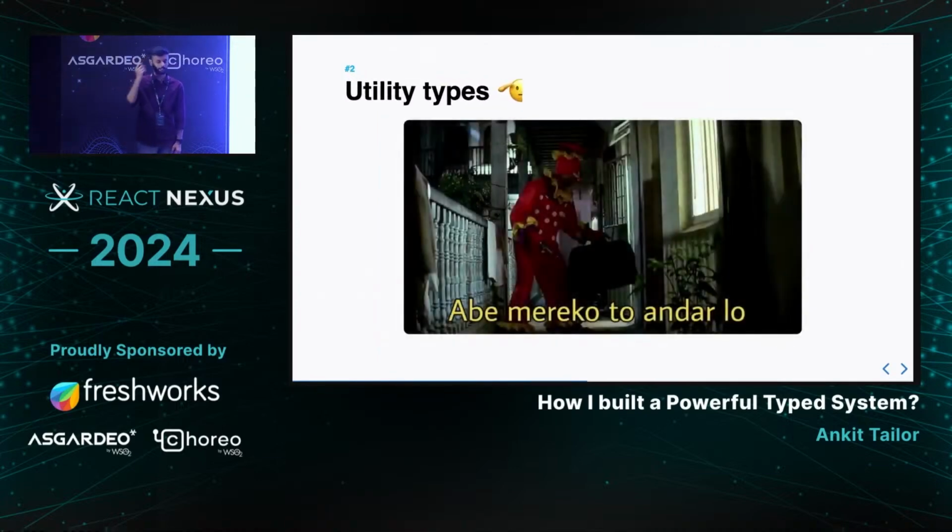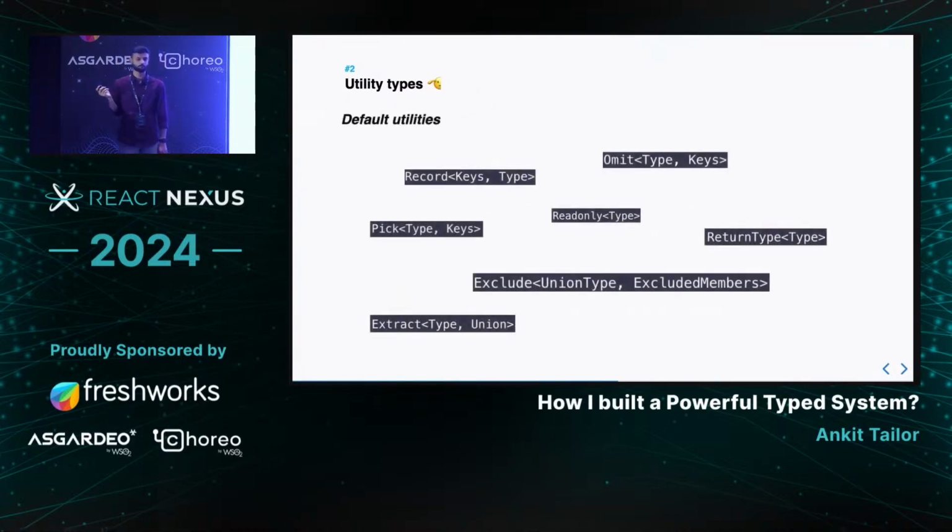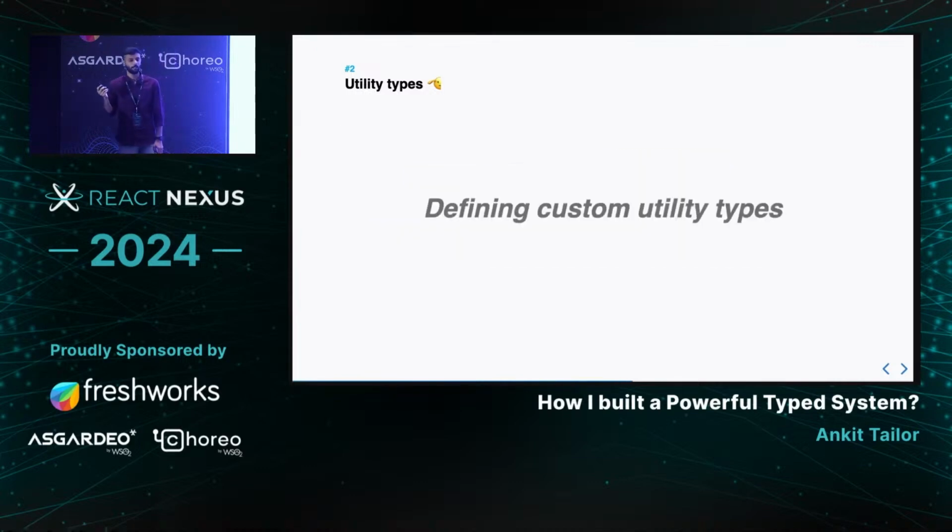Now the second part is utility types. There are going to be a lot of types that will be repeated throughout your code, and there are high possibilities that you will mess up your code. So TypeScript has default utility types for common transformations, and it includes Record, Omit, ReturnType, Readonly, Pick, and many more. And also you can define your custom utility types.